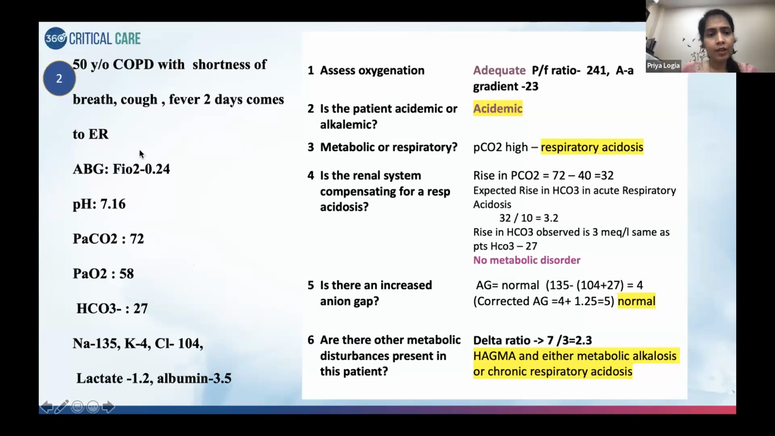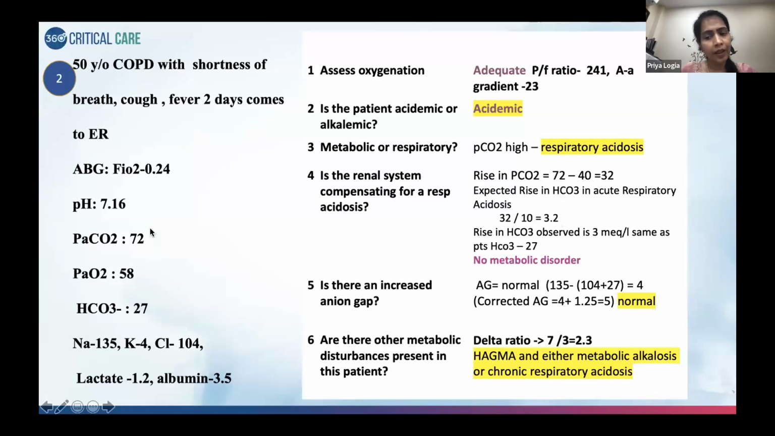And whether it's acute or chronic, you can use either the pH-based formula, or you can calculate for every 10 millimeters increase above 40. So it's almost 3 times above 40, so your factor is 3.2. You add it to the bicarbonate. So 24 plus 3 is going to be 27. So your expected bicarbonate is 27. What is the patient's bicarbonate? It is 27, so it's almost the same.